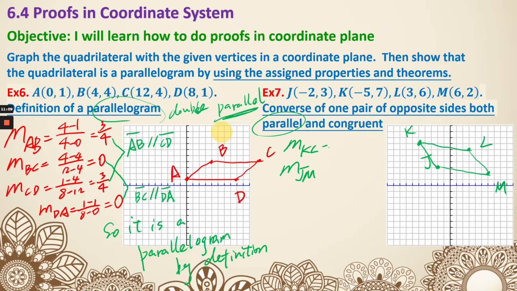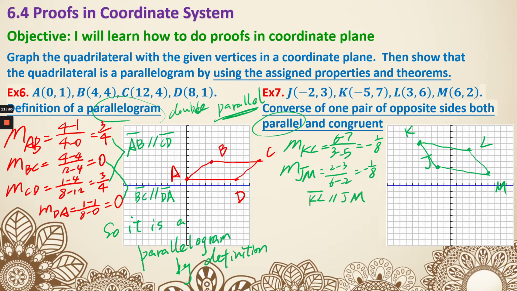I can find their slope. KL, 6 minus 7 over 3 minus -5. That is going to be -1 over 8, so it's going to be -1/8. JM, that is going to be 2 minus 3 over 6 minus -2, so it's -1/8 as well. I can prove KL is parallel with JM.